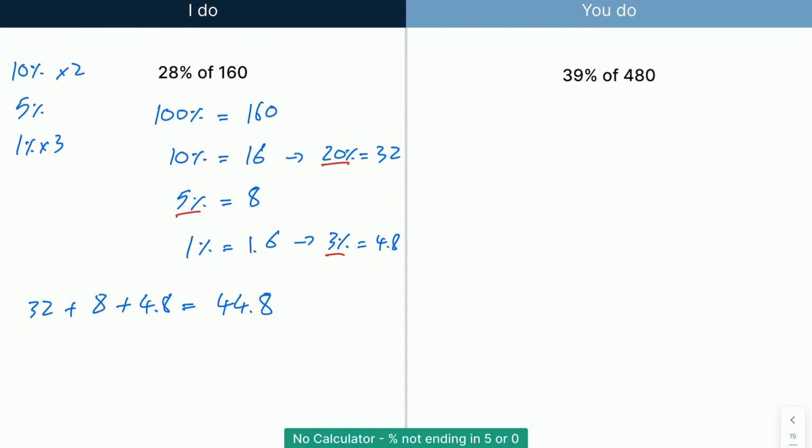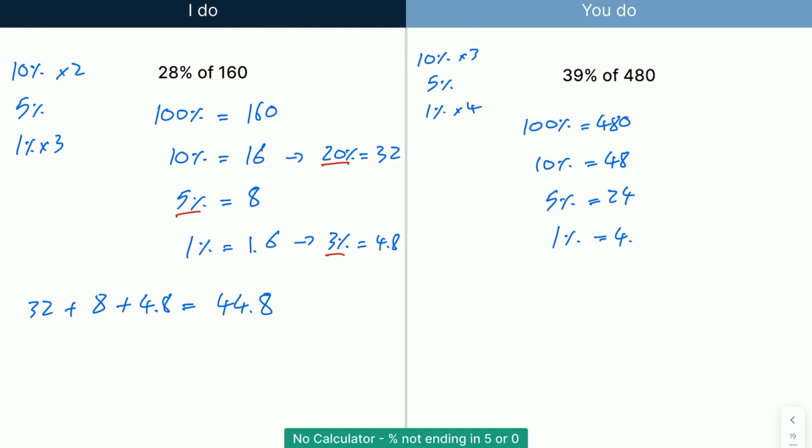Now, hopefully you've pressed pause and had a go at the example on the right. So we need 30%, 5%, and 4%. So we need 10% and times that by 3. We need 5%, and then we need 1% and times that by 4. Now, you could argue we could do 1% times 9. That works as well. So we have 100% is 480. 10% is 48. 5% is half of that, which is 24. And then 1% is 4.8.